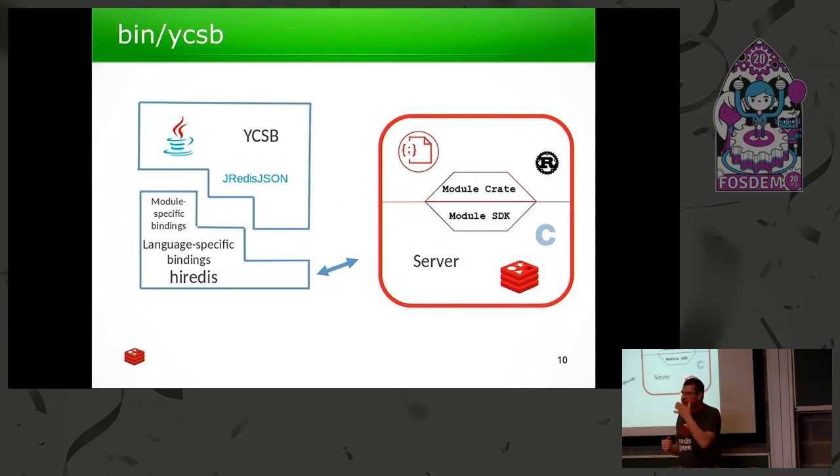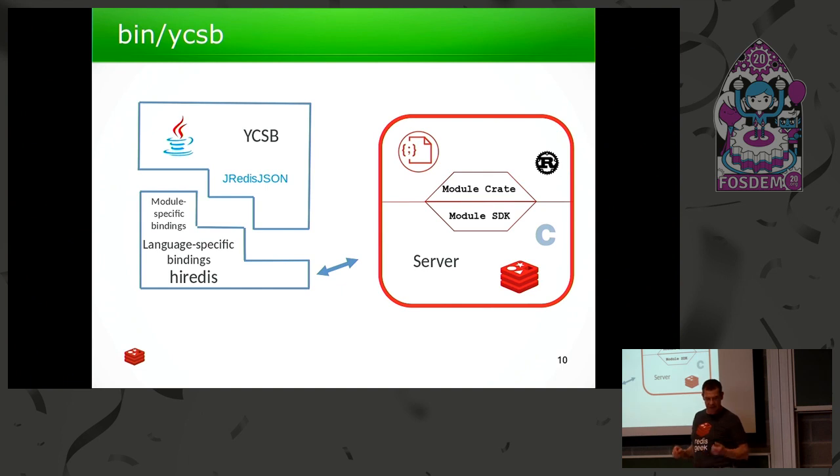Let's take a look at how this is done for RedisJSON. Essentially, this architecture depicts a performance benchmark that I'm going to go into as part of a later part of the presentation. So I'm going to just spend some time on describing the architecture. You have the module-specific bindings, language-specific bindings, and then you have a HiRedis, as explained before.